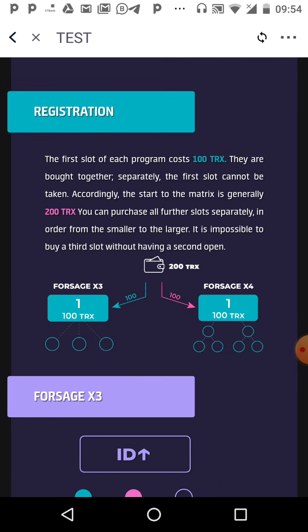Registration, like I said, you can start with 200 Tron. That means if you're coming with 200 Tron, you can start recruiting people. Now, if you're coming with the 200 Tron, you can purchase all further slots separately, in order from the smaller to the larger. It is impossible to buy the third slot without buying the second slot.